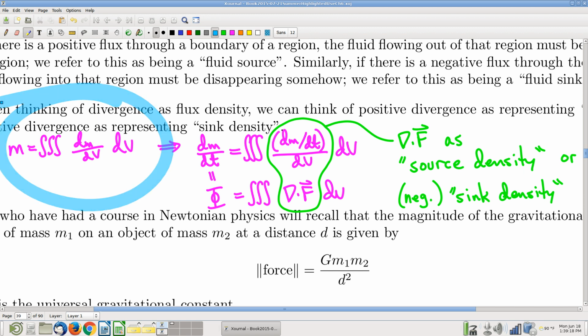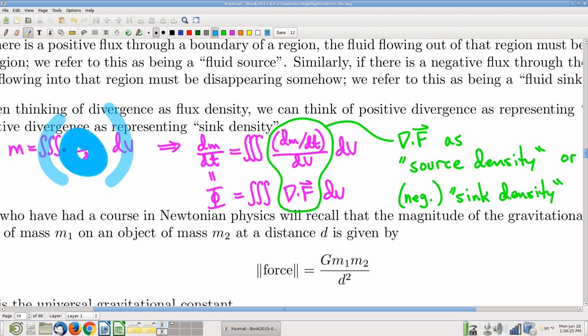So here's a different way to think about mass. I can think of mass as a triple integral of density, where I'm thinking of density as mass per unit volume. Again, let's take a time derivative of both sides of the equation, which I want to do in that special way there. And now let's think about this scenario. What is the rate of change of mass?